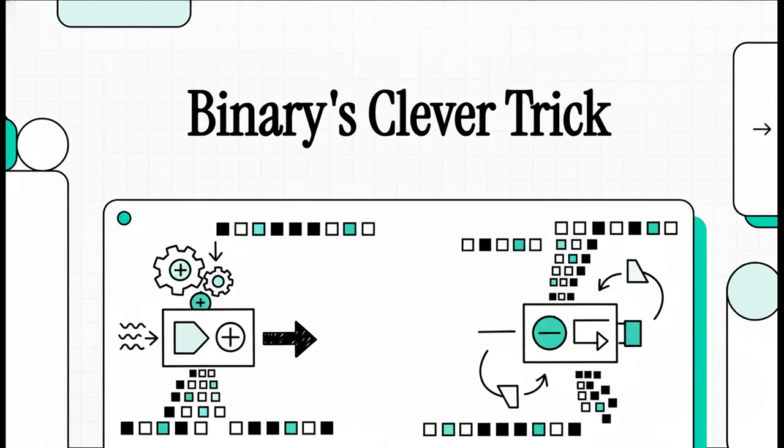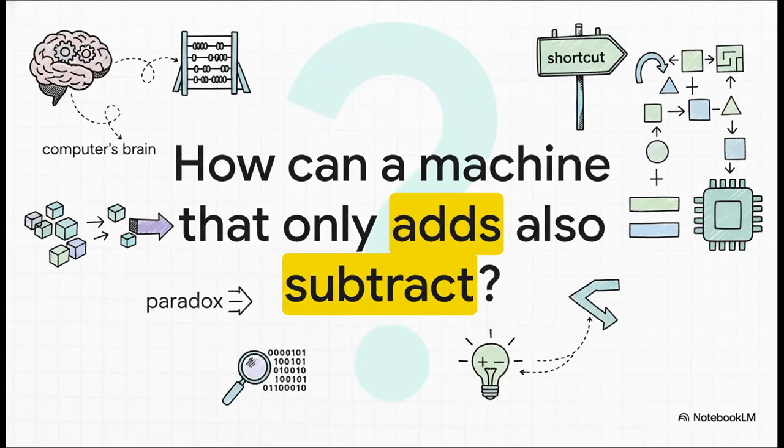Today, we are pulling back the curtain on one of the most fundamental and, frankly, clever tricks in all of computer science. We're talking about how a machine that's really only built to add numbers can also be a total master of subtraction. It really sounds like a paradox, doesn't it?